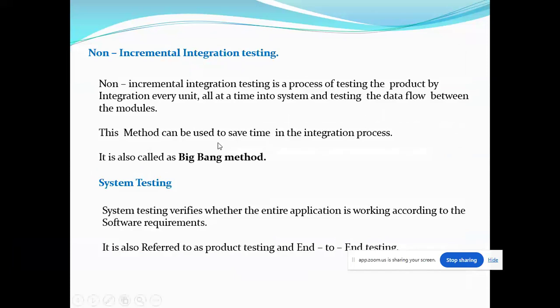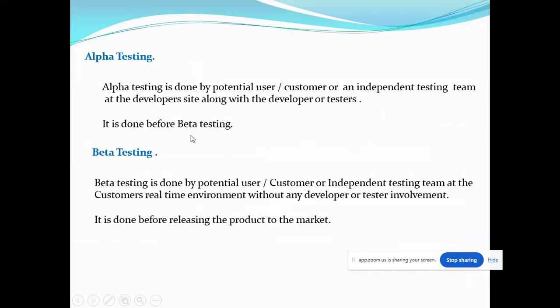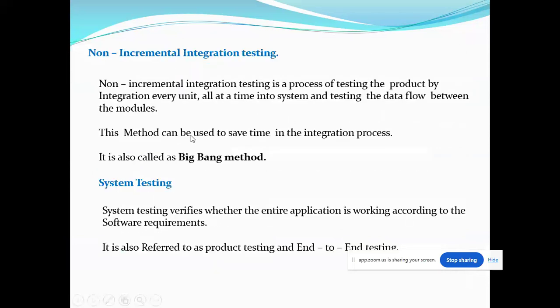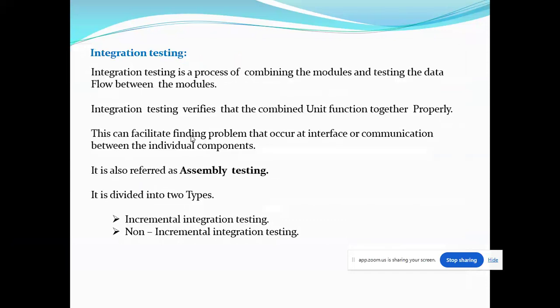This method can be used to save time in the integration process. This is also called the Big Bang method. And the incremental method we can call assembly testing. Assemble means once you assemble, you need to check that it is properly assembled or not. Again, one more interview question they will ask you: do you know what is top-down testing and bottom-up testing? So what is called top-down testing and what is called bottom-up testing?